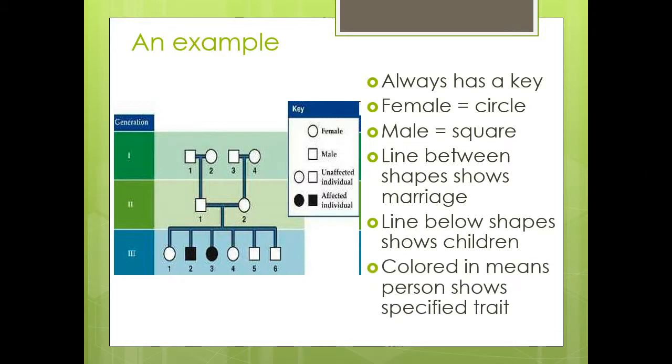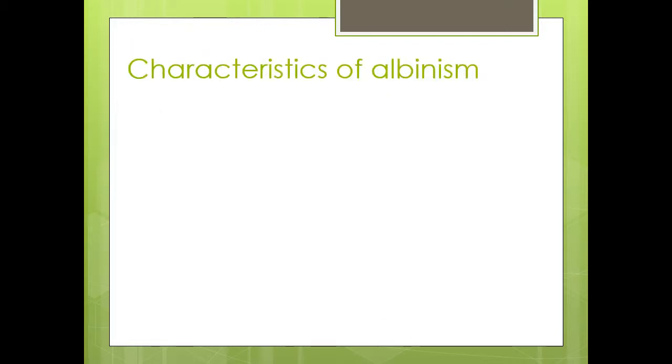If the shape is colored in, it means that that individual shows that trait. And you can only have one trait for each pedigree. We're going to look at a pedigree for a trait called albinism. You've heard of this before, to be an albino.